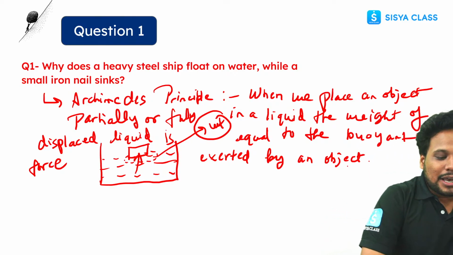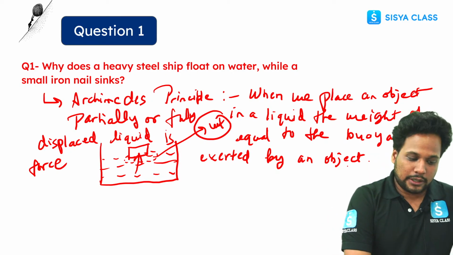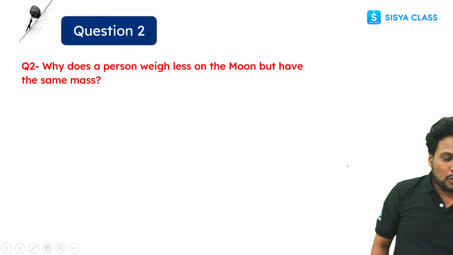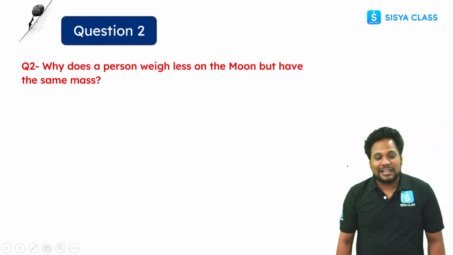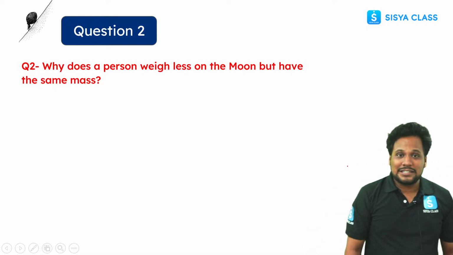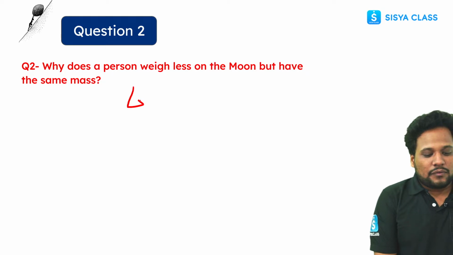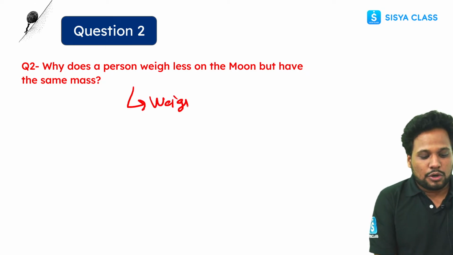Why does a heavy steel ship float on water while an iron nail is going to sink? Now, why does a person weigh less on the moon but have the same mass? We discussed this in class today: why the weight of a person is going to reduce.